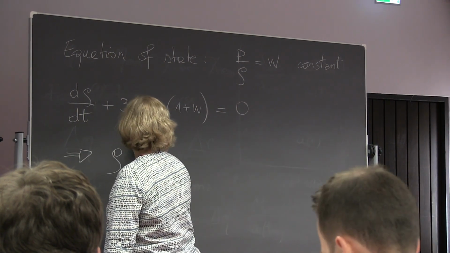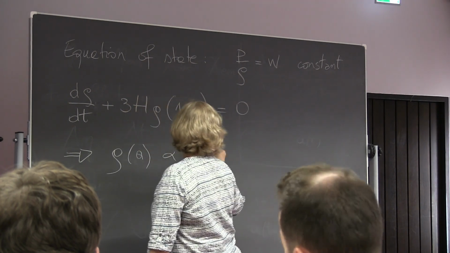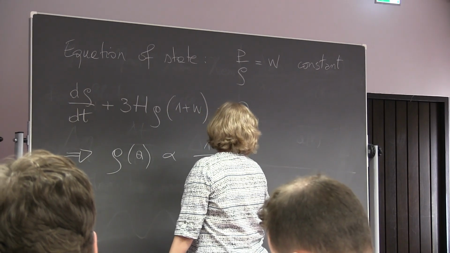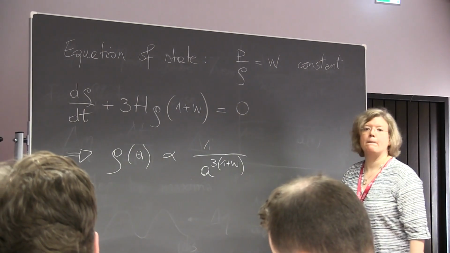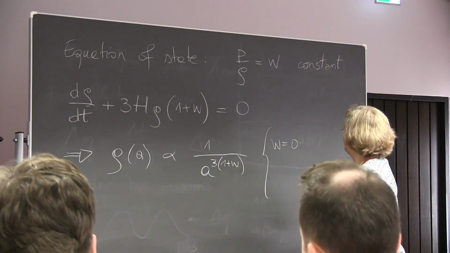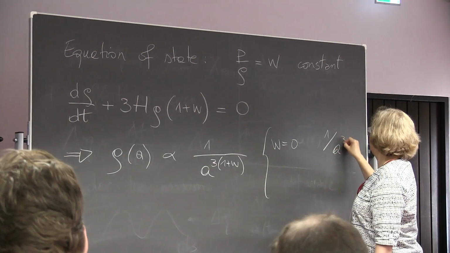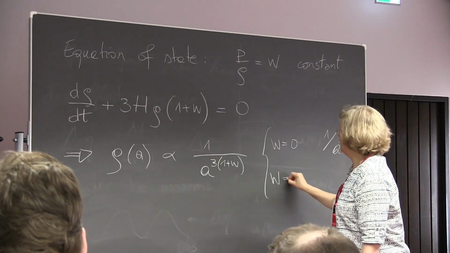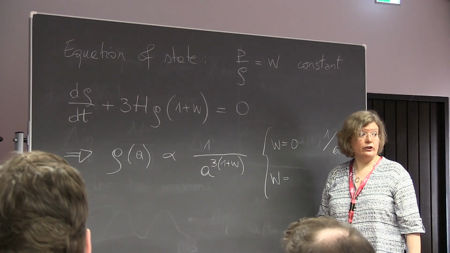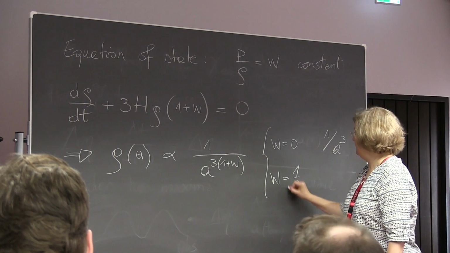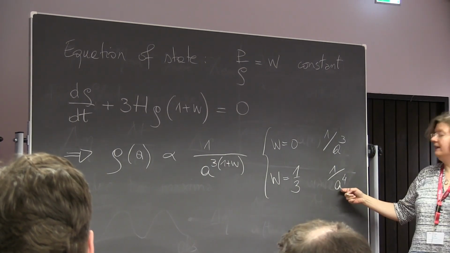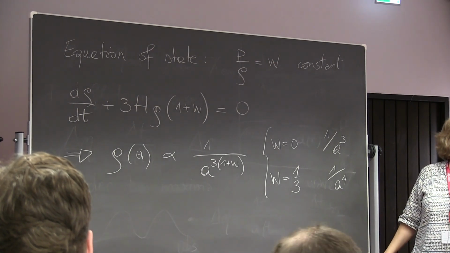Rho of a, if you want, would be proportional to 1 over a to the 3 times 1 plus w. So you see immediately the two usual cases. If w is equal to 0, you have 1 over a cubed. We have already seen it. In the case we have radiation like photons, for the case of the photon, we have 1/3 pressure with respect to the density. And so you see that the dependence of the density is 1 over a fourth.